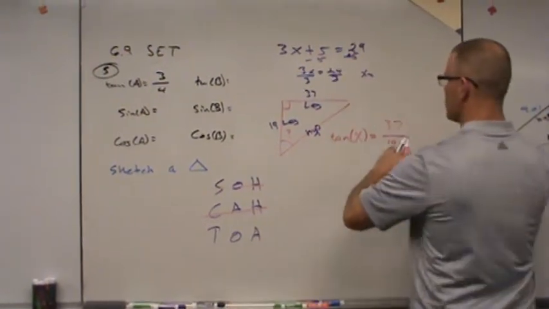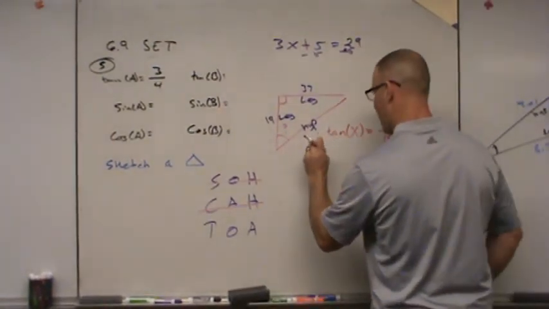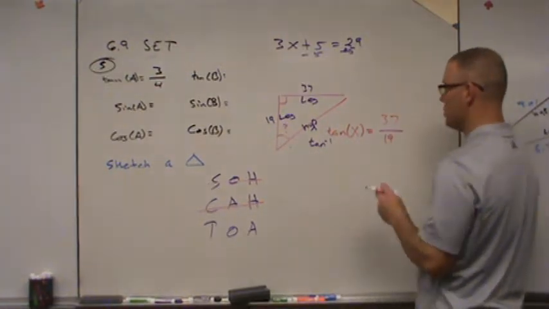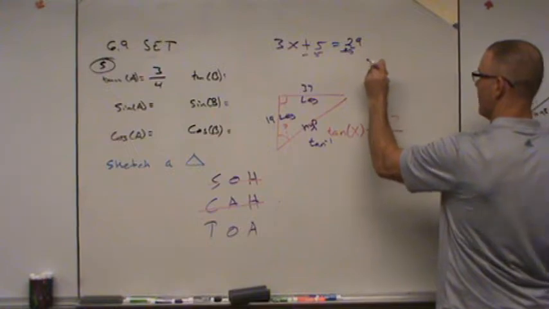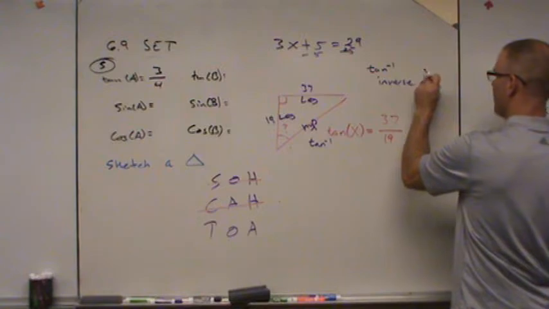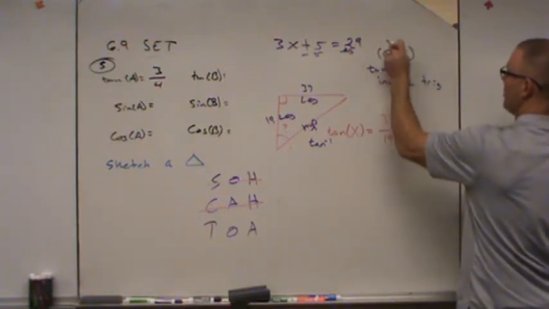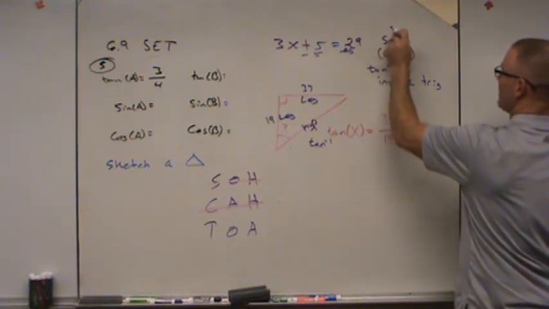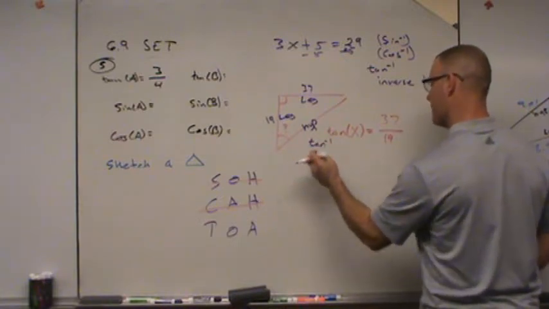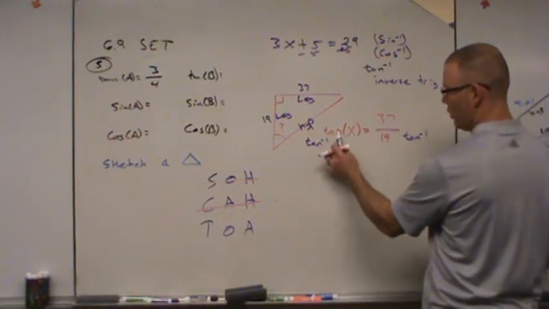I have to undo this trig ratio. So how do I undo a trig ratio? I undo a trig ratio by multiplying by tan minus 1, which is an inverse. Tan minus 1 is inverse trig. So tan minus 1, cosine minus 1, or sine minus 1 is inverse trig. If I multiply the left side by tan minus 1, I have to multiply the right side by tan minus 1.